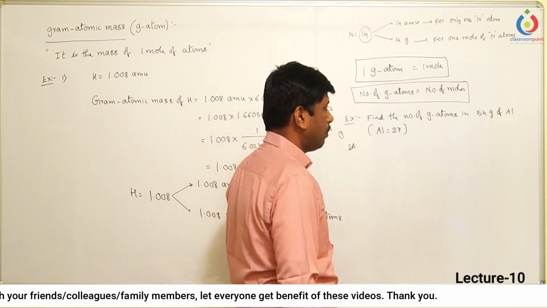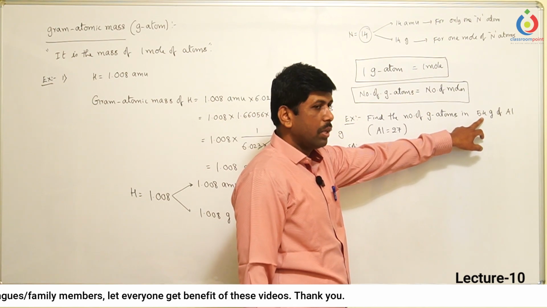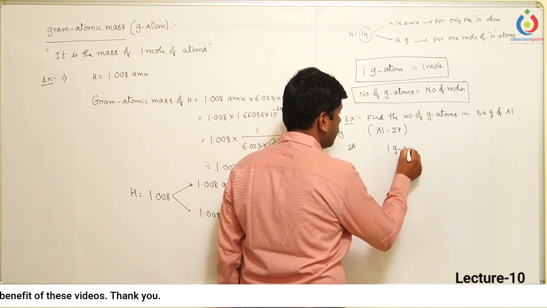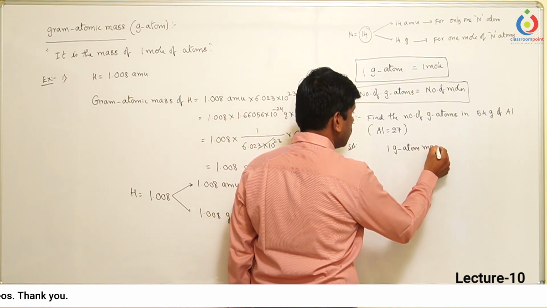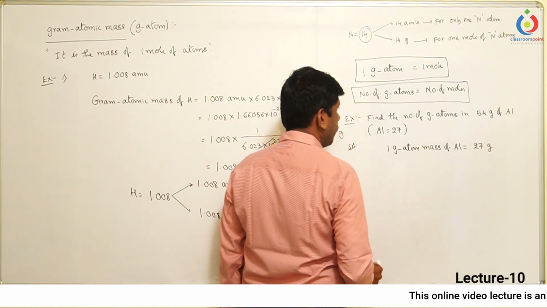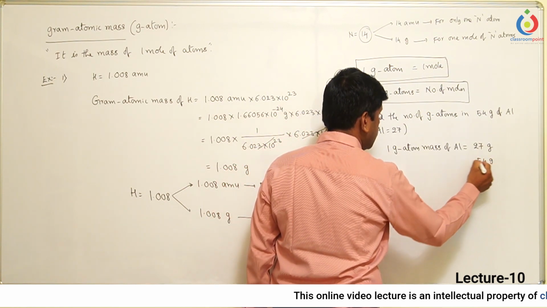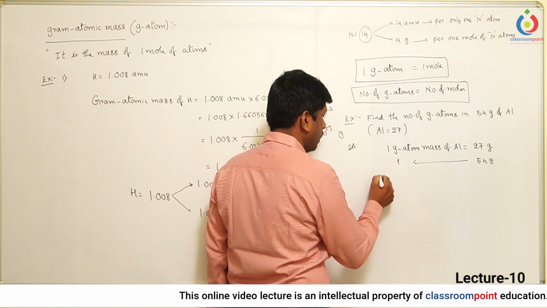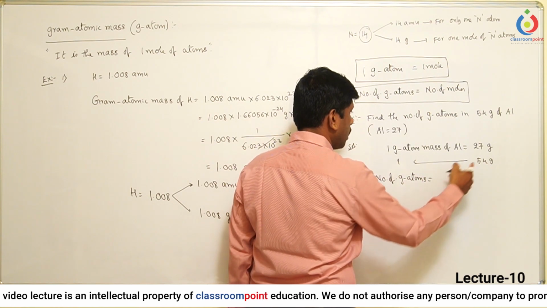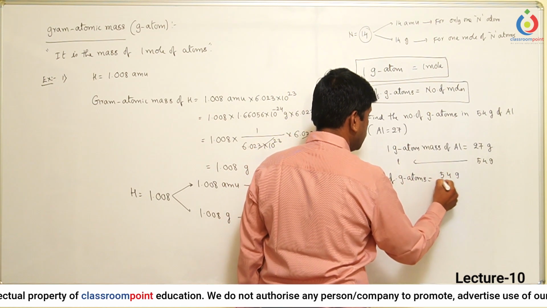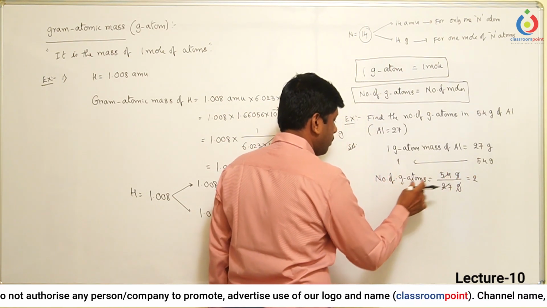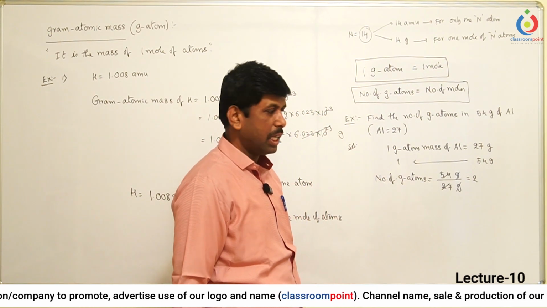27 is the mass of 1 mole of atoms. Then 54 grams is the mass of how many moles of atoms? That is the number of gram atoms. So 1 gram atom mass of aluminum is equal to 27 grams. Then 54 grams is the mass of how many gram atoms? So number of gram atoms equals, by cross multiplication, 54 grams divided by 27 grams, grams cancel out, it gives 2. That means number of gram atoms is equal to 2, meaning 2 moles indirectly.